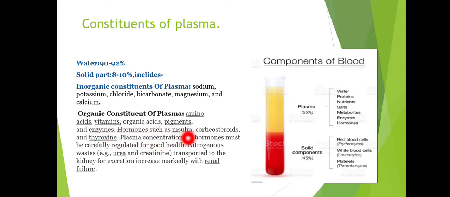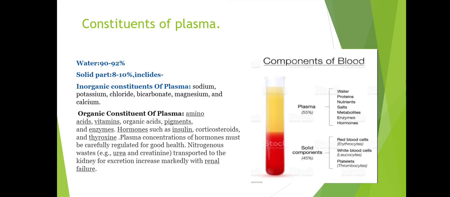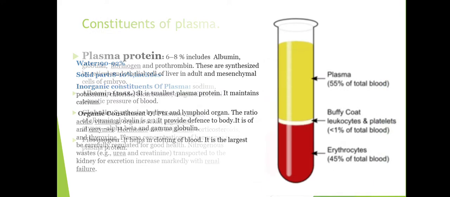Hormones such as insulin, corticosteroids, and thyroxine are also floating through plasma in small amounts. The plasma concentration of the hormones must be carefully regulated for good health. Nitrogenous wastes such as urea and creatinine can sometimes be increased. Their amounts in the plasma can increase when the patient is suffering from kidney failure, that is known as renal failure.